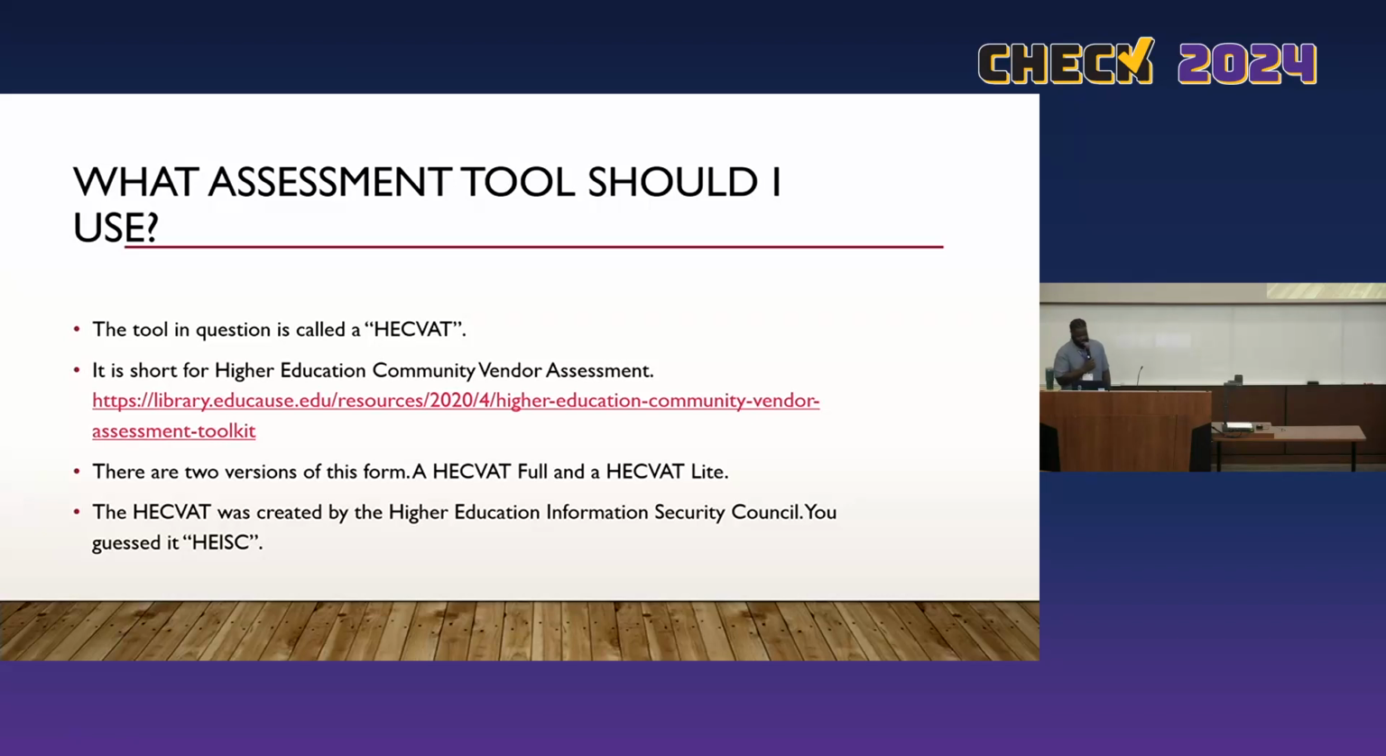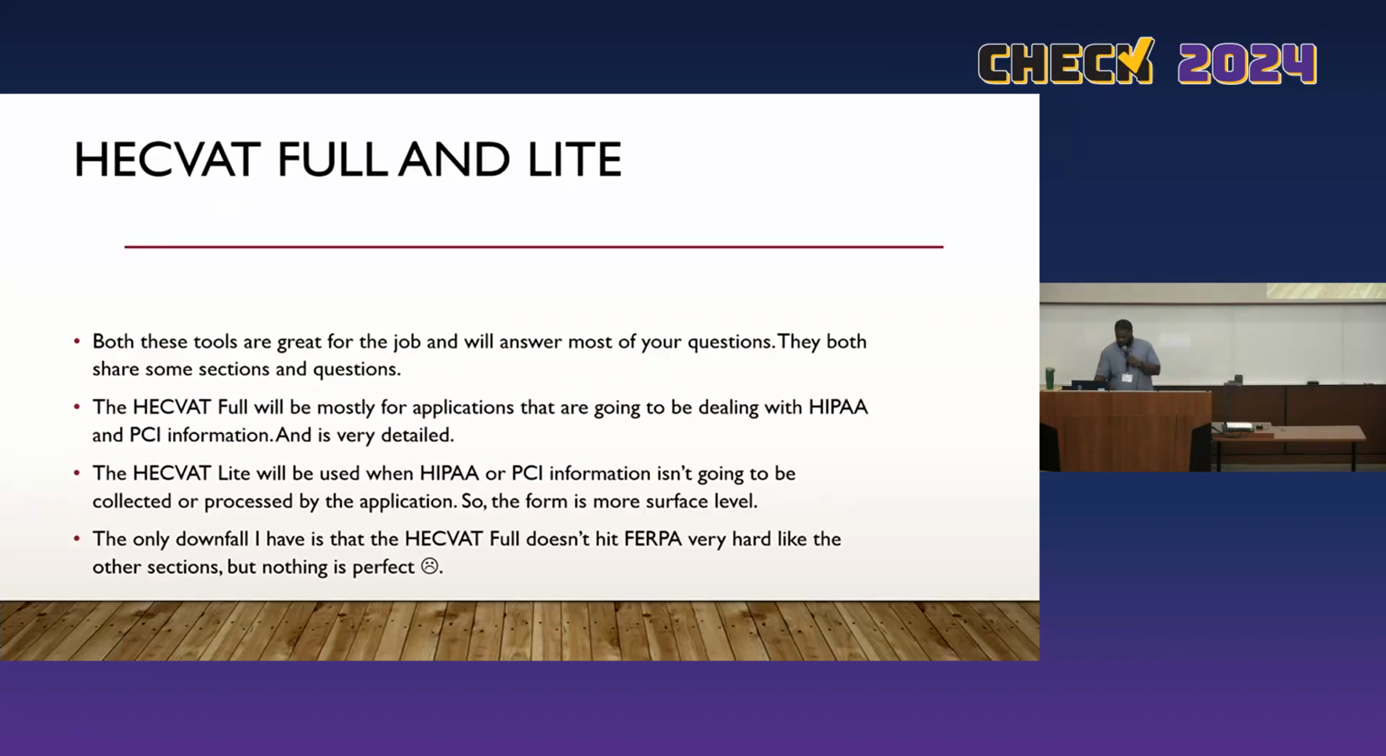So what assessment tool should I use? The tool in question is called a HECVAT, short for Higher Education Community Vendor Assessment. You can go here to the EduCause website, and you can download it there. There's two versions to it. There's a full and a light. So HECVAT Full and HECVAT Lite. They're both great tools to use when assessing either hardware or software applications or programs.